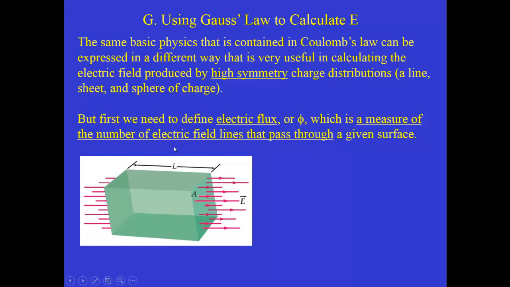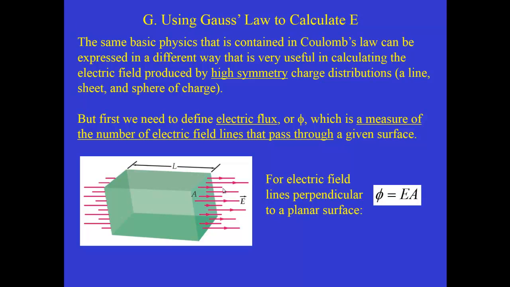So here's an example. This gray shaded surface, a rectangular box, imagine that it has surface area A on the two parallel surfaces to the right and to the left, and it's got a uniform electric field E passing through the box. So the field lines go in on the left and emerge on the right. So if these electric field lines are perpendicular to those planar surfaces, then phi, the flux, is simply the electric field magnitude times the surface area of those two surfaces.